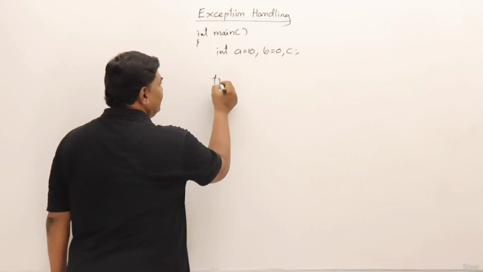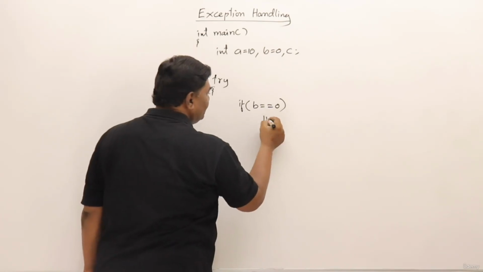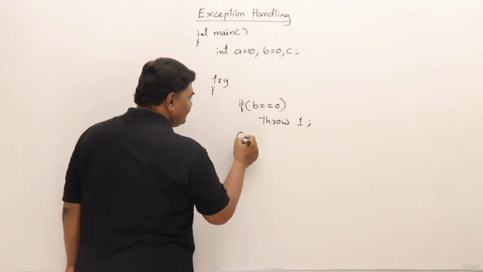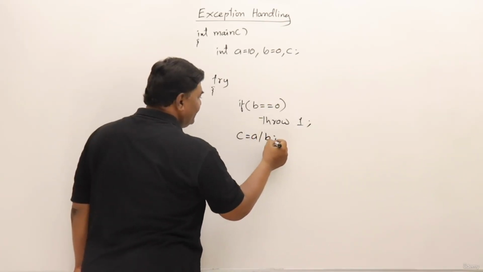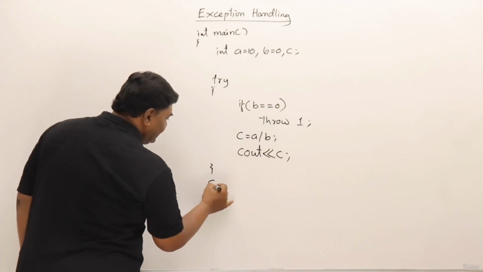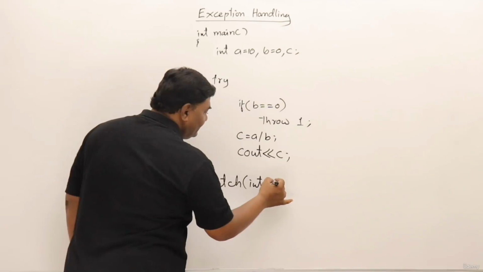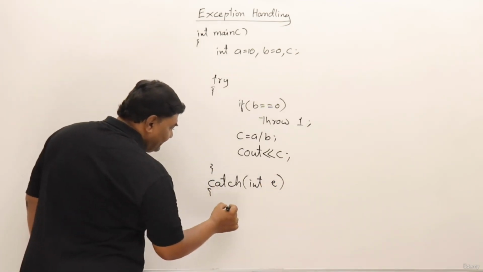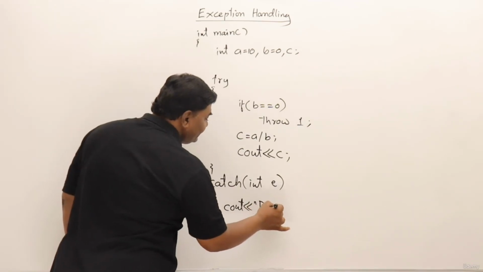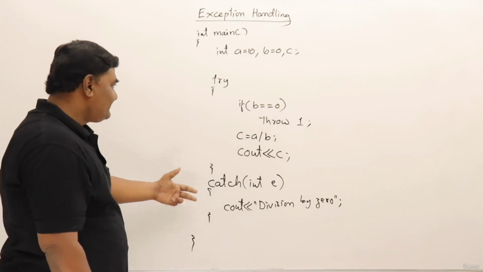Now let us see. Try. If B is equal to 0, then throw 1. Integer value I am throwing. Otherwise, C assign A divided by B and cout C. Print this one. Then catch. What is being thrown from there? Integer value. So int E. Then here I will display a message that is division by 0. I am not writing the complete message here. Division by 0. So try and catch is the construct.